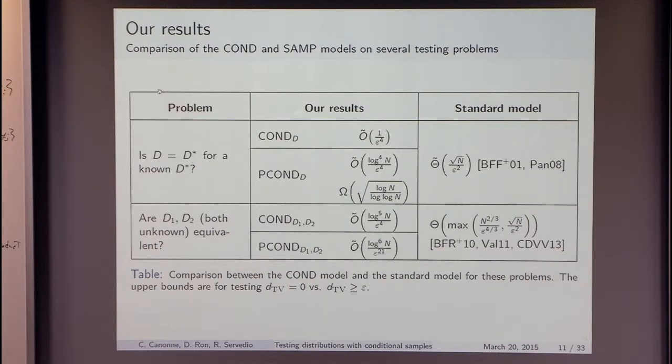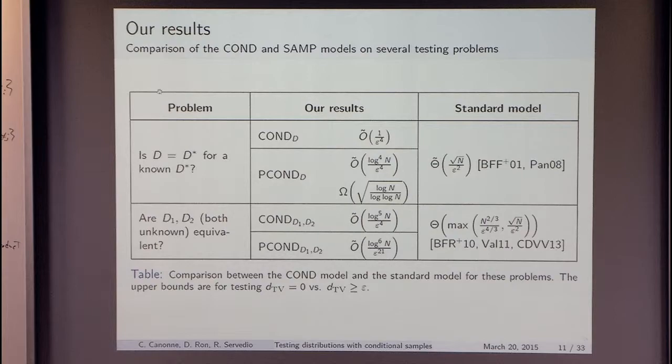And in the conditional sampling model, sometimes you can solve them with a number of queries completely independent of n. But even in the worst cases, you never need more than a polylogarithmic number of queries as a function of n. Okay. So the model gives you very considerable power, potential efficiency savings.